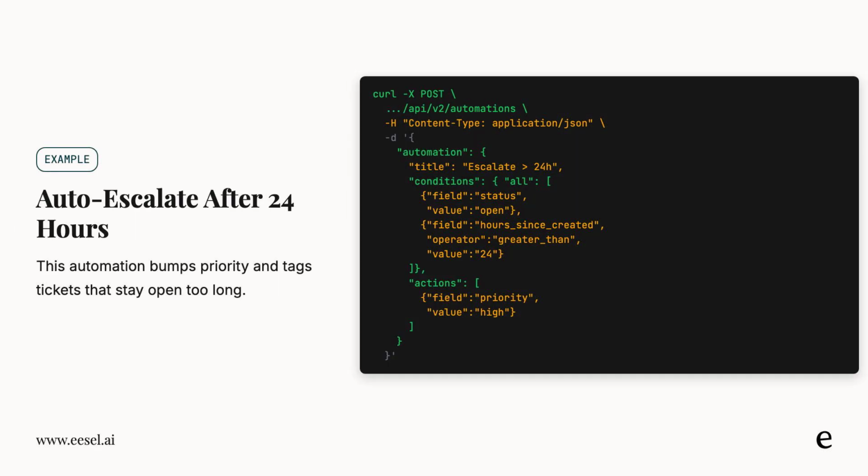Here's a practical example. This curl command creates an automation that checks for open tickets older than 24 hours and bumps their priority to high. Notice the condition checks status and hours since created, then the action changes the priority so it won't fire repeatedly.